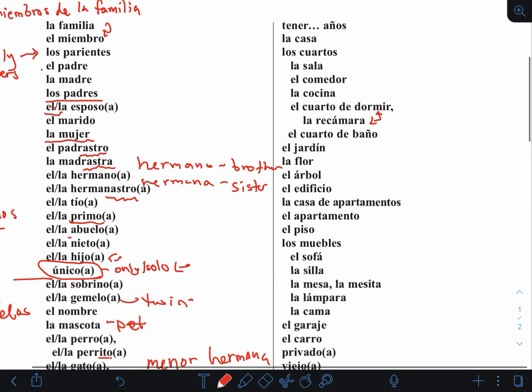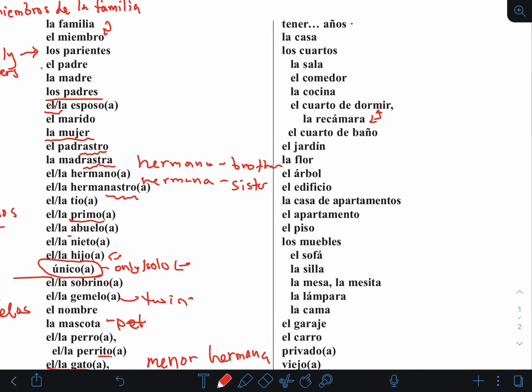Okay, so now coming in over to this side, tener años. So this is how you say how old you are. If I'm going to talk to you guys and say how old I am, I say, yo tengo 26 años. Okay, if I'm talking about my sibling, you'd say like mi hermano tiene 12 años. So he's 12, I'm 26. You go with that. I actually don't have a brother that's 12, just so you know.